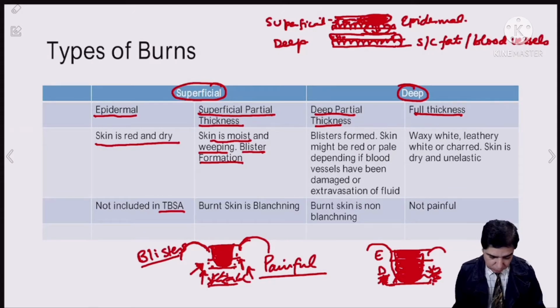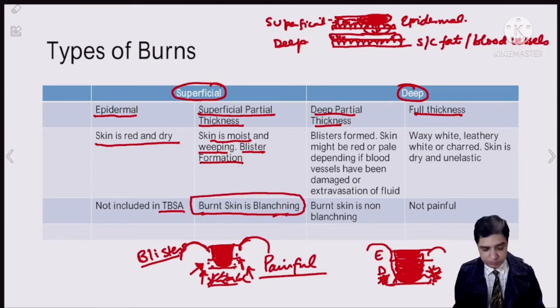Remember that in superficial partial thickness burns, if you press on the burn area, it would blanch. Why does it blanch? Because the capillaries are dilated, they are not destroyed. So you press them, it becomes pale. You release the pressure, it would again become pink. So they are always blanching. This is a very important clinical sign in differentiating superficial partial thickness from deep partial thickness.